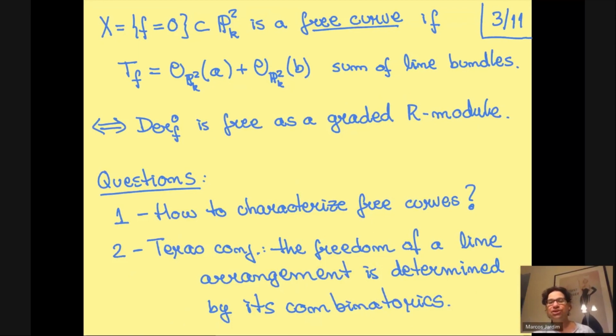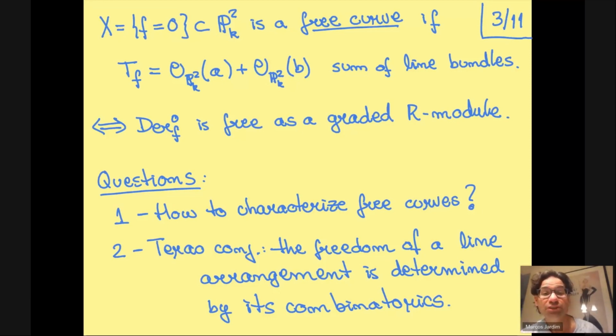And this is a theory that goes back to a paper by Saito in the early 80s. So it's already a 40-year-old theory, has lots and lots of literature, both in algebraic geometry and in commutative algebra. And some of the questions that are asked is how can one characterize free curves, right? So what are the properties that the free curves have?